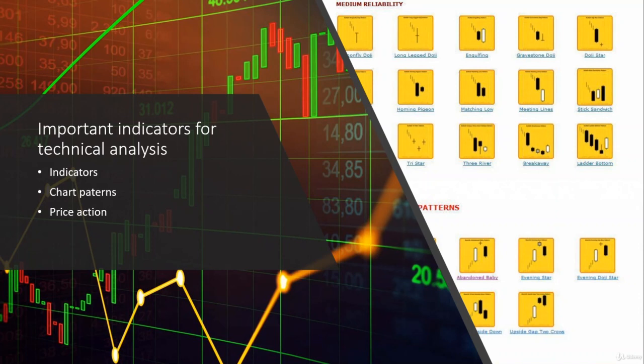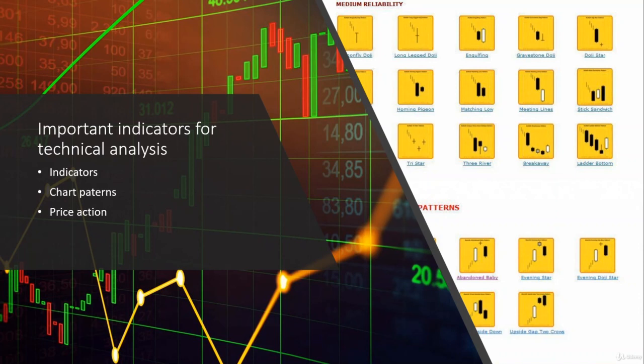For now, just understand that there are three things that are very important in technical analysis. As I said, indicators, which are mathematical calculations used to predict the future price of a certain currency. You have chart patterns, which are the things right here. Those are just some examples. You have, for example, evening doji star right here, evening star. Those are patterns that will show you that the price will fall.